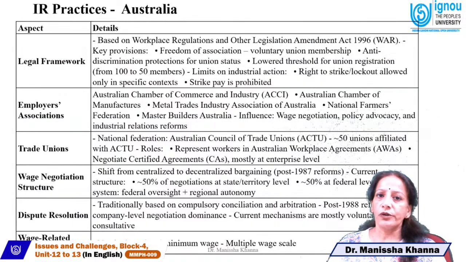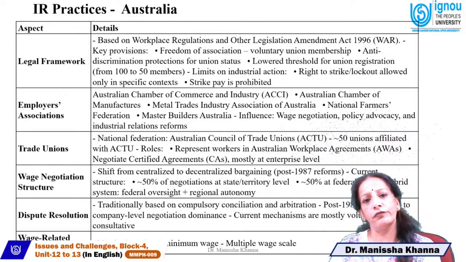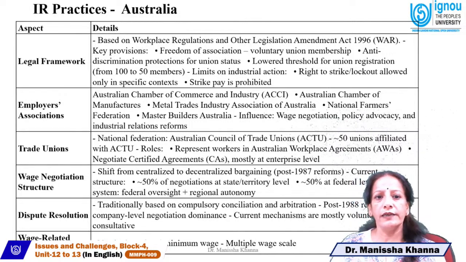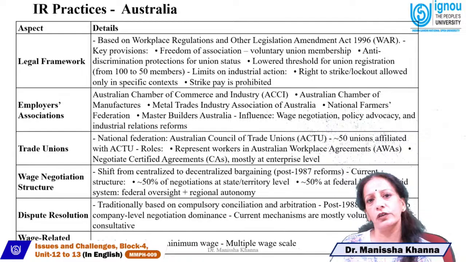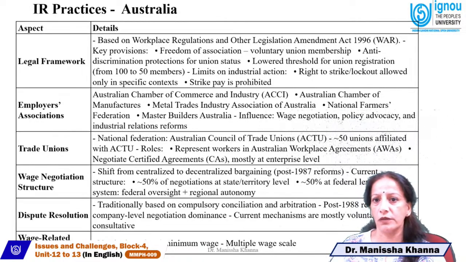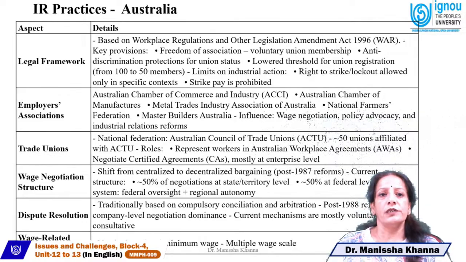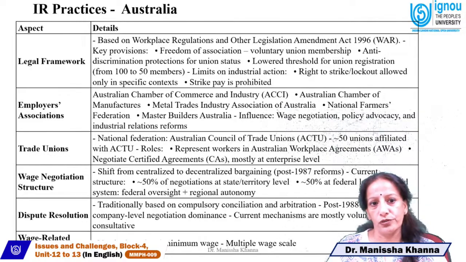Let's see IR practices in different geographies and countries. First is IR practices in Australia. Here the legal framework is mainly freedom of association, based on workplace regulations and the Workplace Relations Legislation Amendment Act of 1996, also known as WRA. There is voluntary union membership. There are anti-discrimination protections for unions.